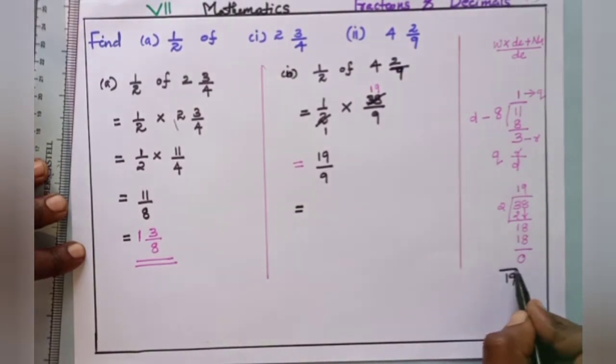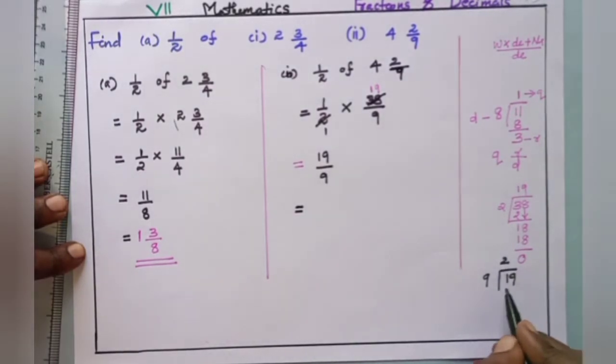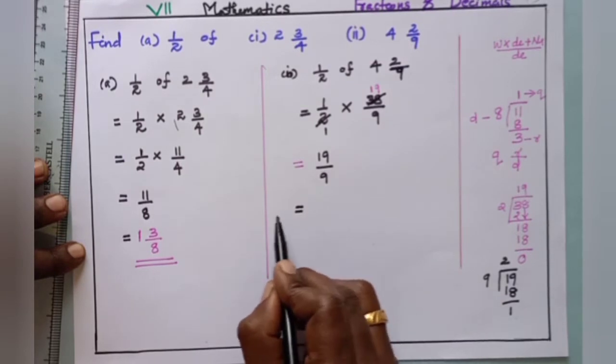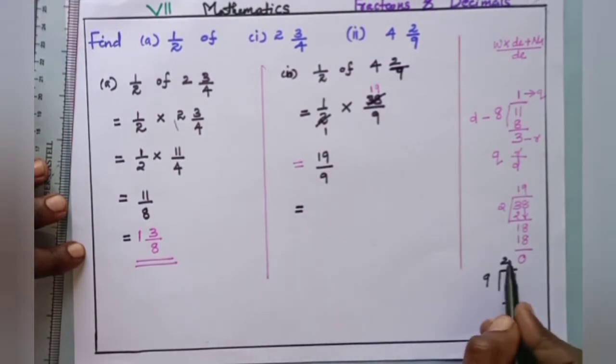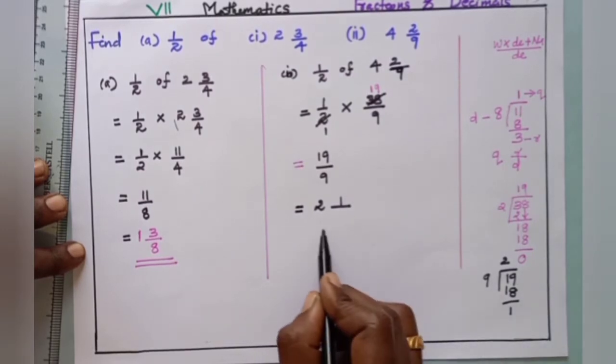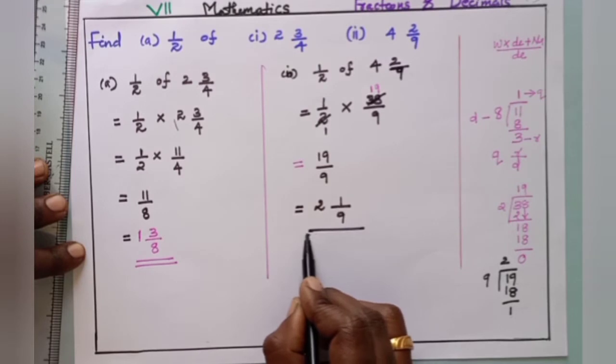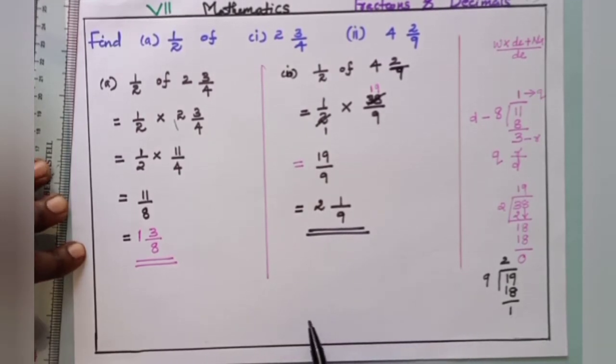So 19 divided by 9. 2 nines are 18, balance 1. So write it as a mixed fraction: quotient is 2, remainder 1 by divisor 9. So the final answer is 2 and 1 by 9.